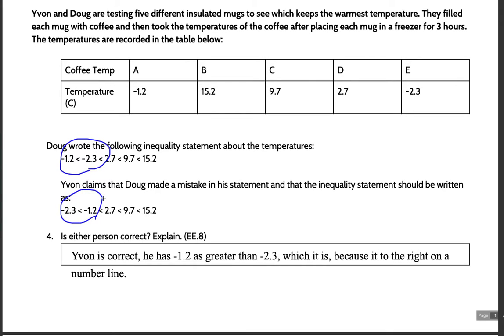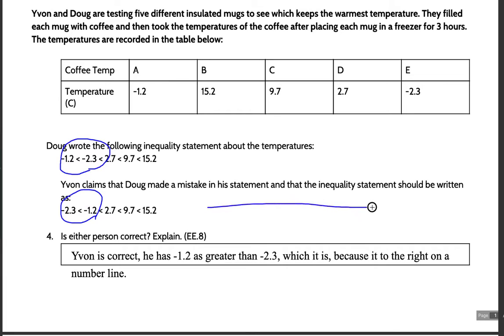And Yvonne is correct because he has negative 1.2 as greater than negative 2.3. So this, what I circled, is the only difference in their inequalities. And you can see how Doug says negative 1.2, negative 2.3, 2.7. So he's like putting them in order based off of their absolute value. But it's just from least to greatest.